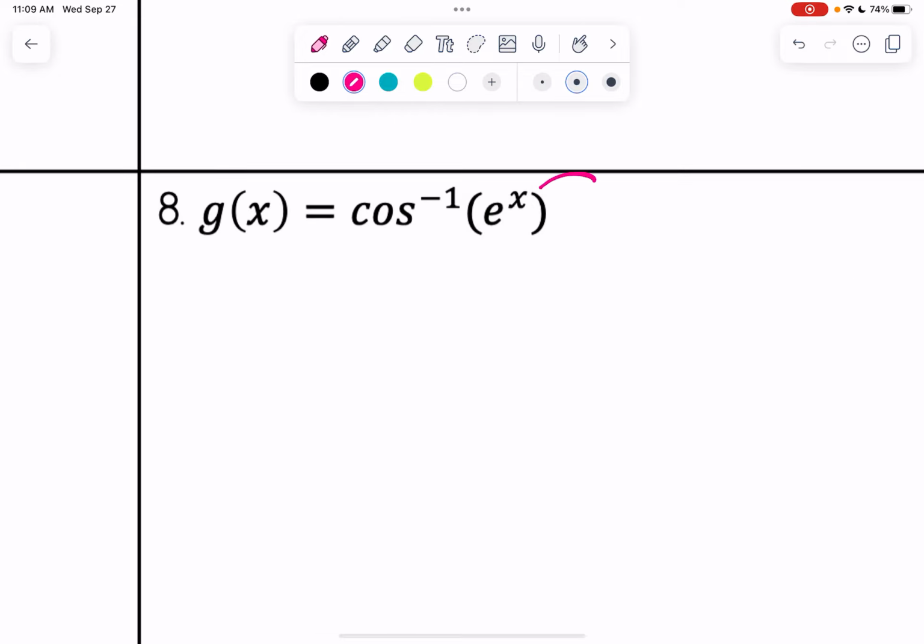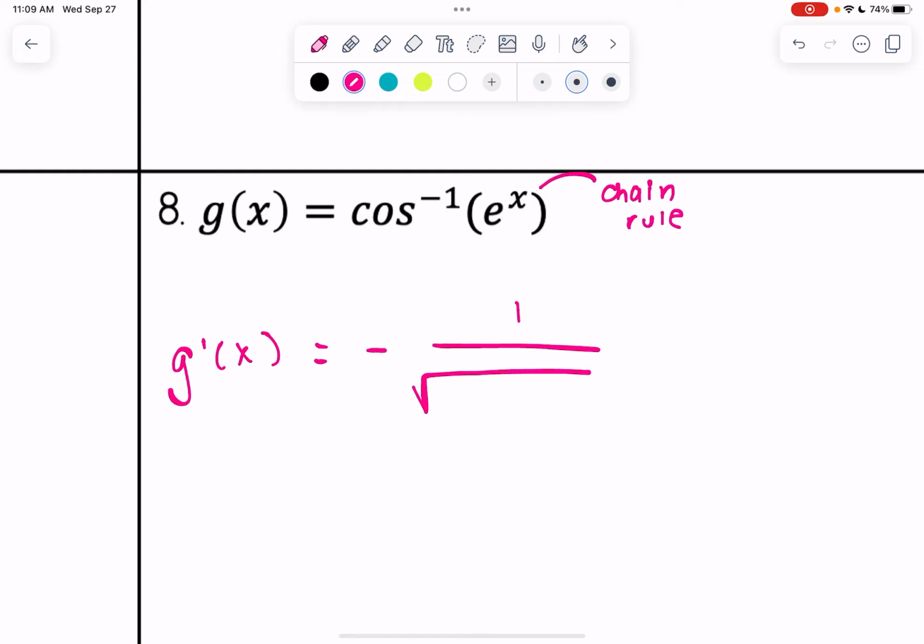Number 8, also chain rule. When we go and take our derivative, the derivative of inverse cosine is negative 1 over the square root of 1 minus whatever we were taking the inverse cosine of, so 1 minus e to the x squared. And it's chain rule, so derivative of the inside, the derivative of e to the x is simply itself, so times e to the x.